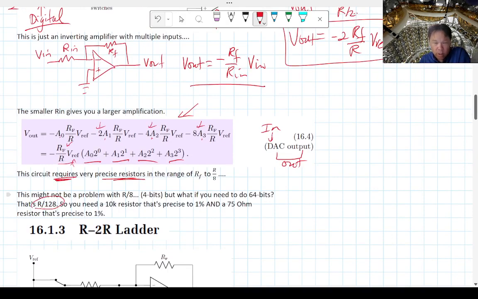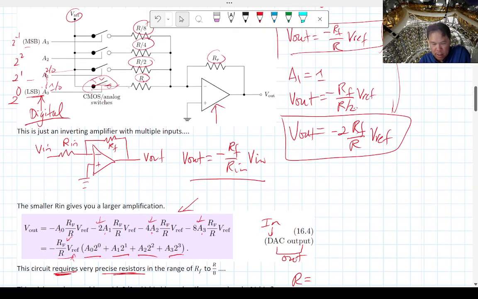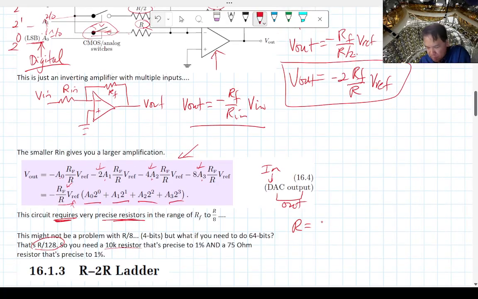If you need to do a 64-bit conversion, you're going to have to go up to a resistor that's R over 128 of whatever your largest value is. So I think I gave a pretty bad example here. But let's say your R, the one at the bottom here, let's pick something decent in size, 12.8 kilo ohm. The R over 128, which is going to do the conversion for you for the 64-bit, is going to have to be a 100 ohm resistor.